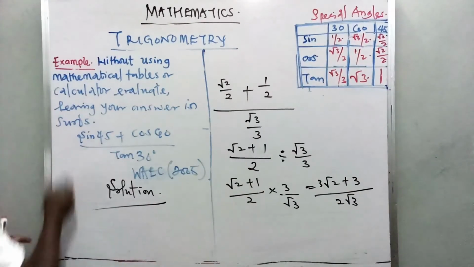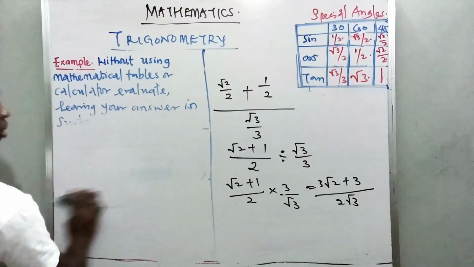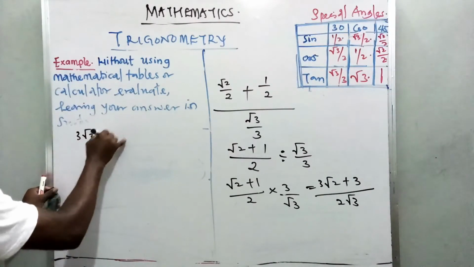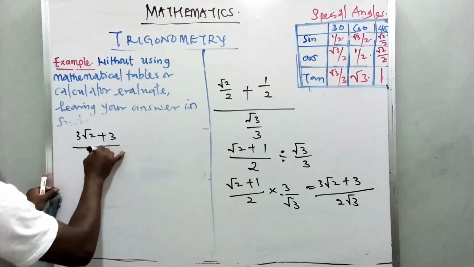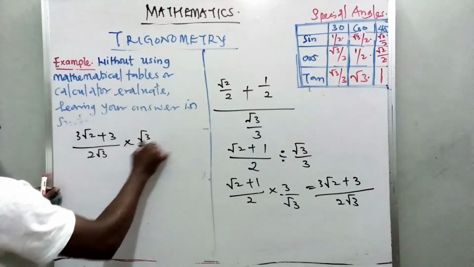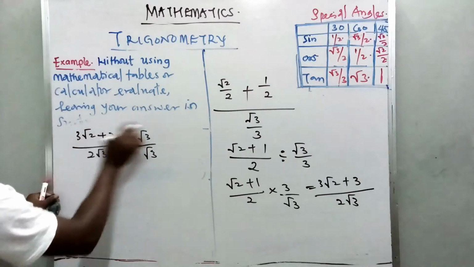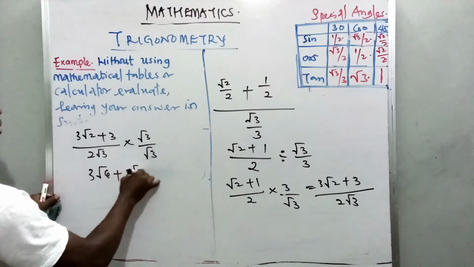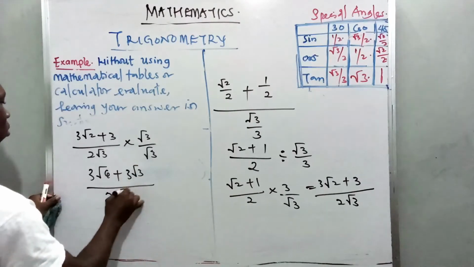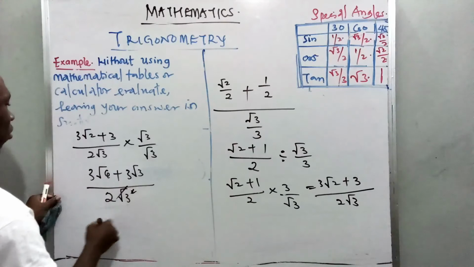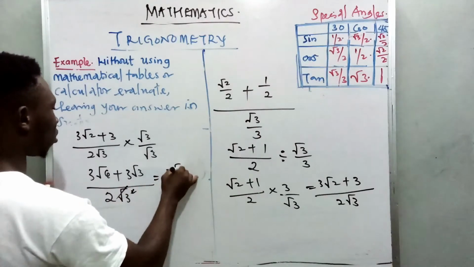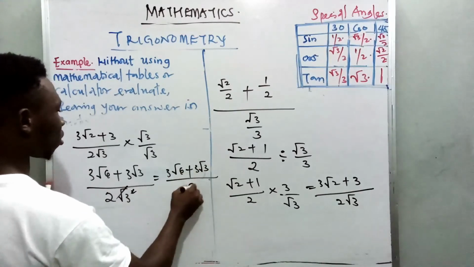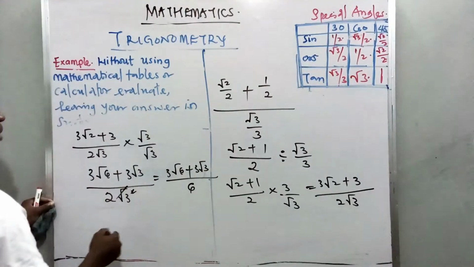So being 2 root 3 there, you have to rationalize. Rationalizing, it becomes 3 root 2 plus root 3 over 2 root 3 times root 3 over root 3. This is now 3 root 6 plus 3 root 3 over 2 root 3 squared, where this cancels. This is now 3 root 6 plus 3 root 3 over 6.